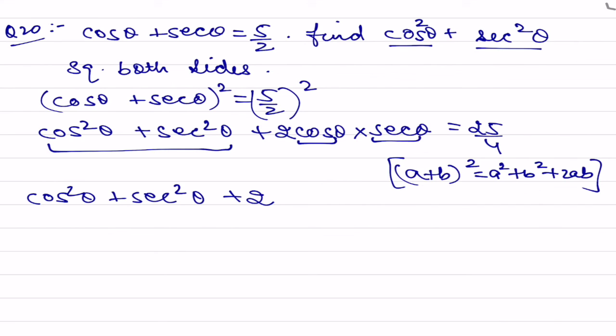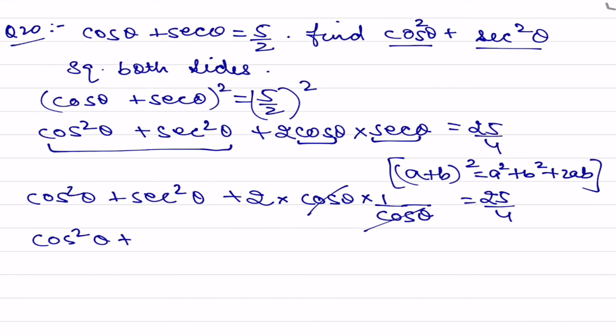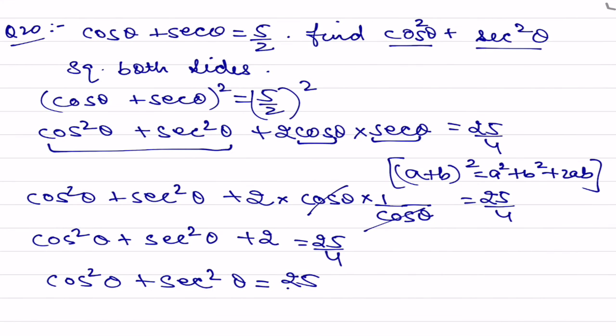And we know cos and secant are reciprocals of each other. So either change cos in the form of secant or secant in the form of cos. Choice is yours. So secant theta formula is 1 by cos theta. So cos and cos is cancelled. So what is left here? Cos square theta plus secant square theta plus 2 is equal to 25 by 4. Now we will shift 2 to the other side. 25 by 4 minus 2, that is 25 minus 8 by 4. So answer is 17 by 4.